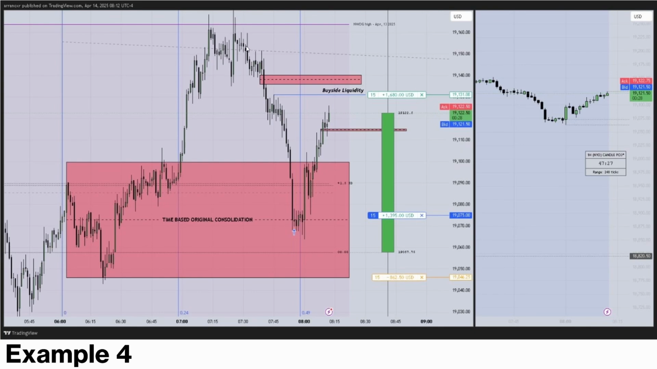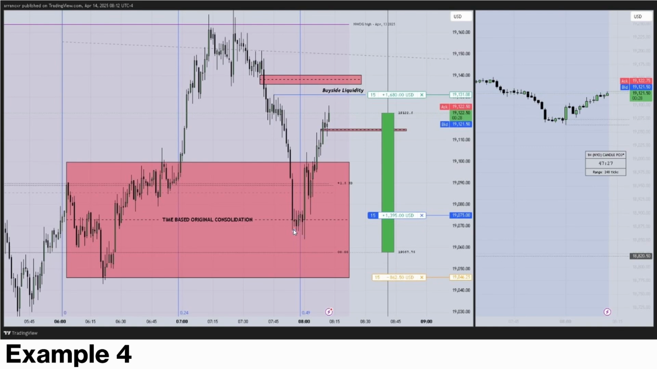So what happened right here is that price, first of all, kind of tapped into the NWOGs and rejected straight away, okay? And then what price did, it returned into the time-based original consolidation right here. It accumulated, right? It made a turtle soup as well right here, trying to fill this BC right here. And then price just went and shot up to this buy side liquidity. I did hit TP in this case, of course.